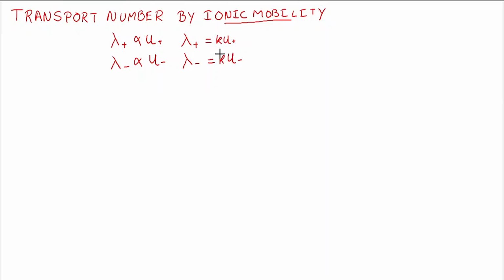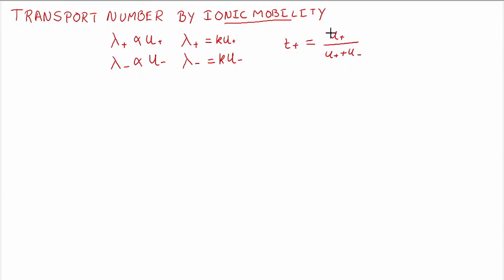Here k is the proportionality constant, u plus and u minus are the mobilities of our cation and anion respectively, and lambda plus and lambda minus are the ionic conductance or equivalent conductance of our cations and anions respectively. Now we are all very familiar with the definition of transport number. The transport number of the cation is equal to the speed of the cation divided by the total speed of all the ions in the solution.